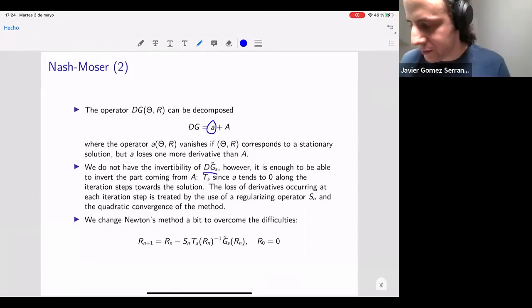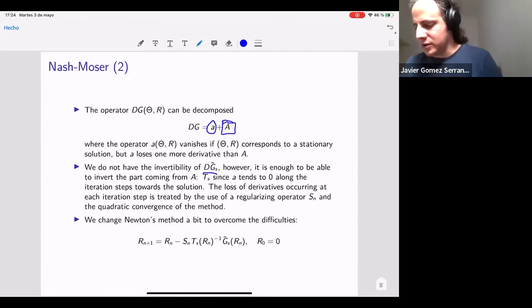This is enough for our purpose, because we just have to understand the part of dG coming from this capital A. The part of the little a, we can just, I mean, not throw it away, but it's good enough that since it goes to 0 as we approach the solution, it will not really matter in the scheme. So there is a loss of derivatives, and thus at every step we apply some regularization operator S_n, and due to the quadratic convergence of the method, this scheme will converge fast enough, and it will yield a solution in the end.